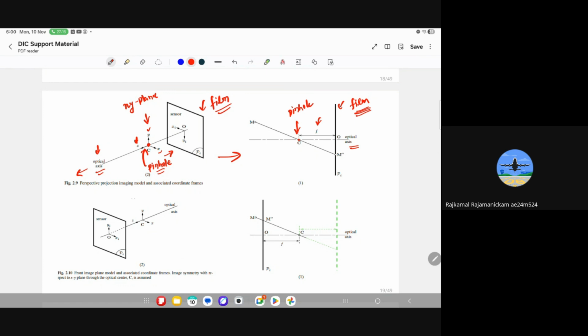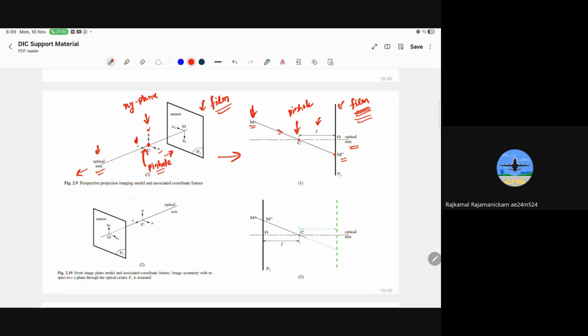So the optical axis of the camera is perpendicular, or orthogonal, to the film of the camera itself. And if you consider a point at which the camera is looking, let us say this point is M, you will see the light coming like this, forming a point here. So at this particular point on the film, you will have the light corresponding to this point, and that is M double prime.